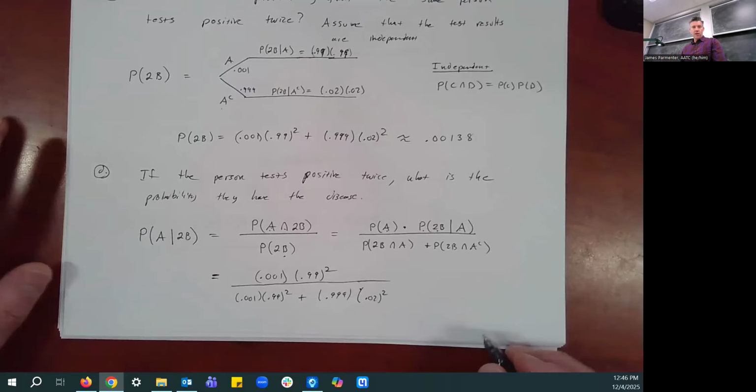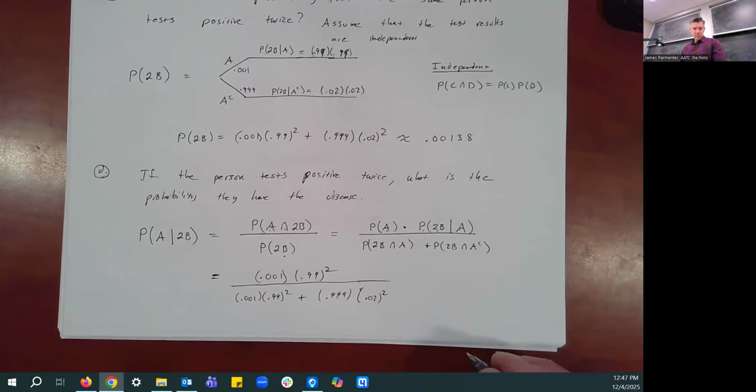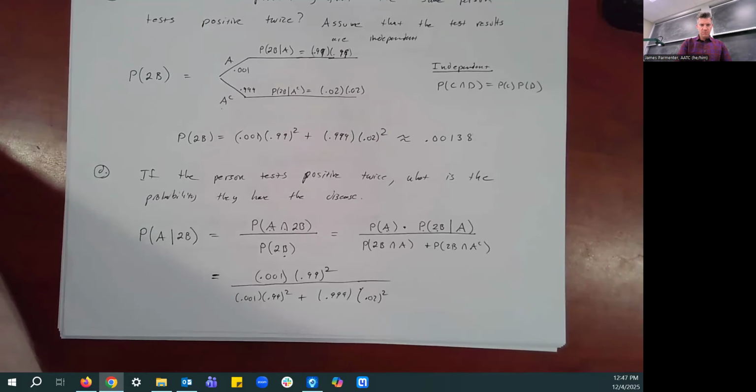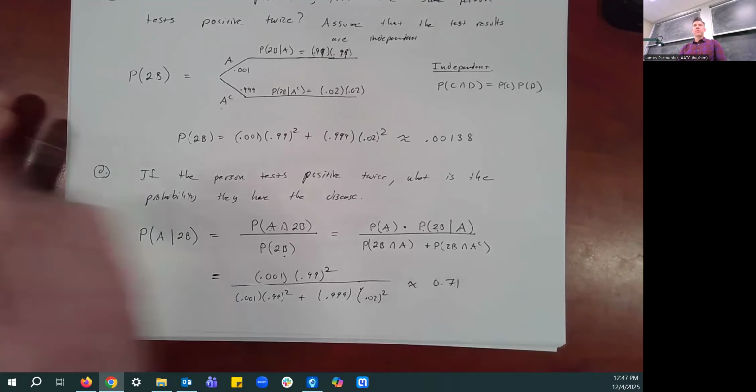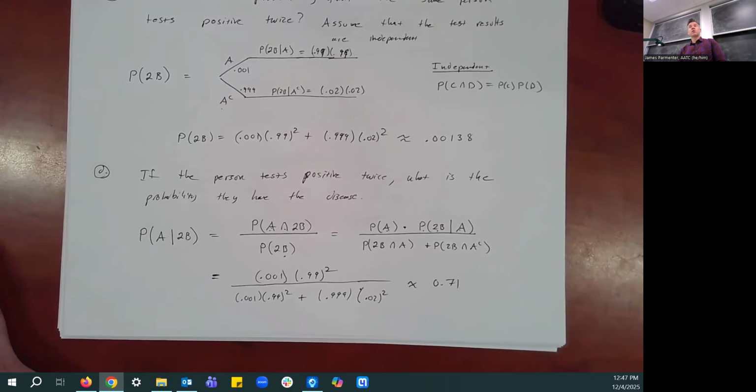So let's see. Here we end up getting... Sorry, I just lost my spot here. I'm on the wrong page. Wrong one. There we go. We get about 0.71. So a much, much higher probability of actually having the disease if you had two positive tests, which makes sense, right? It's really, really hard to have two positive tests if you don't have the disease. Cool. It's kind of a cool question.